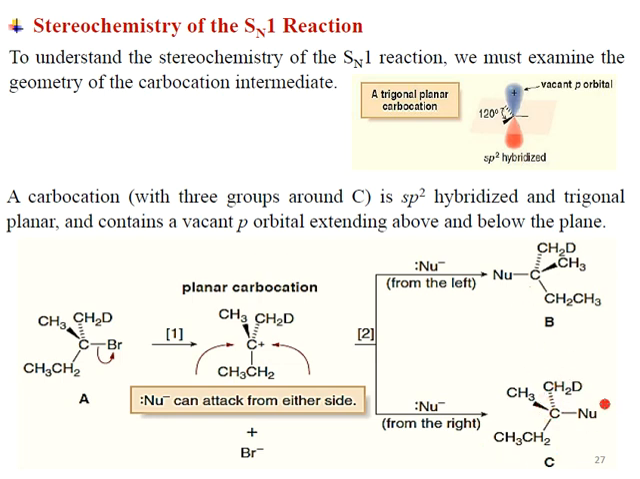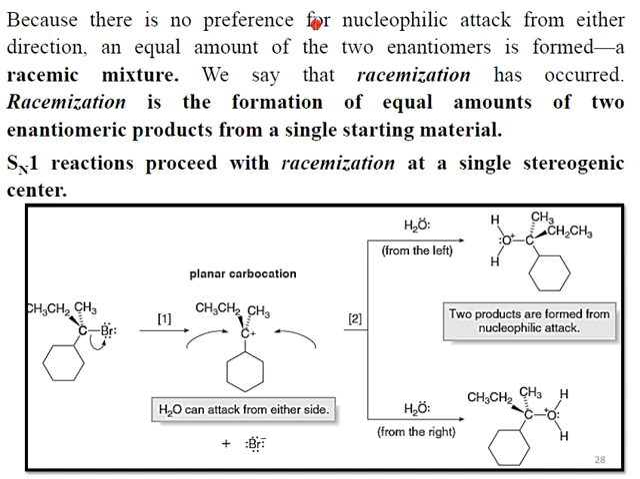This is the same configuration, meaning retention of the configuration. This is a different configuration, meaning inversion of the configuration. 50 to 50, half to half, because there is no preference for the nucleophilic attack from either direction. That means the nucleophile can easily attack from here or from here. With these two directions, an equal amount of the two enantiomers is formed, a racemic mixture.